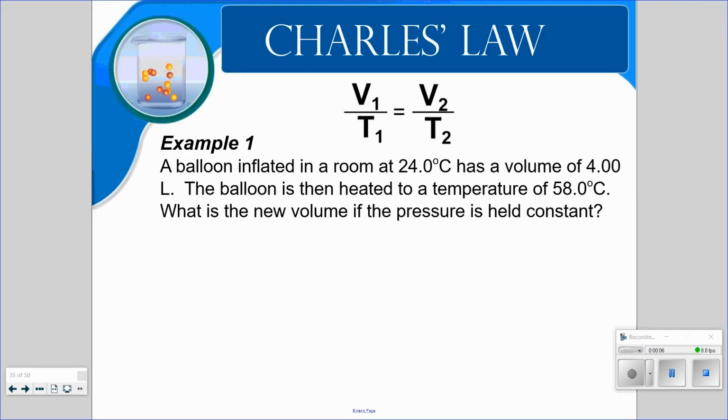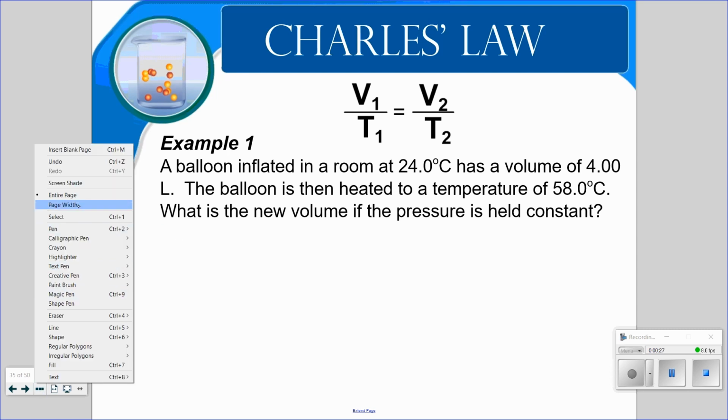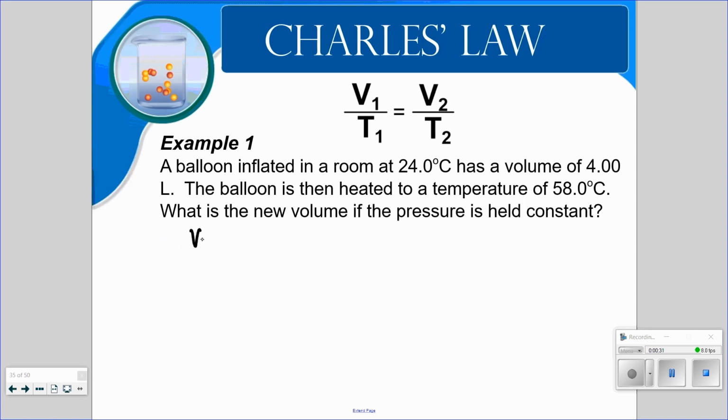All right, let's go ahead and do an example of a Charles's law application problem. Example 1 says a balloon inflated in a room at 24 degrees Celsius has a volume of 4 liters. The balloon is then heated to a temperature of 58.0 degrees Celsius. What is the new volume if our pressure is held constant? So we have our equation for Charles's law, which is V1 over T1 equals V2 over T2.